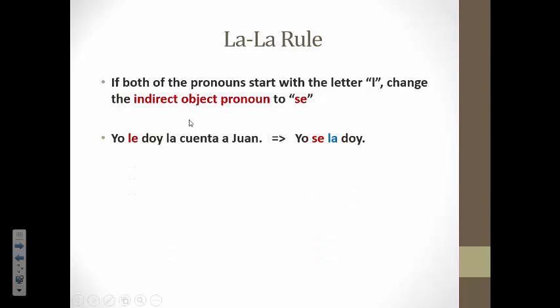So let's look at this sentence. I give the bill to Juan. Okay, so I give it to him. If you didn't know any better, you would say yo le la doy a Juan. You don't want le la. It has to change, le needs to change to se, and it will say yo se la doy.